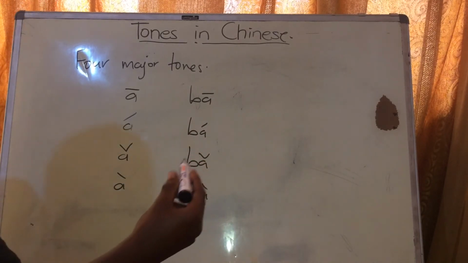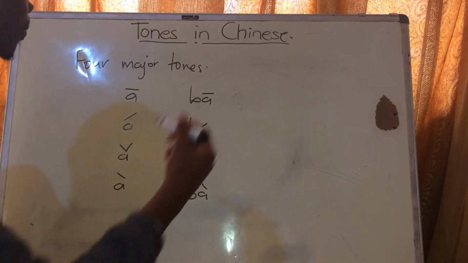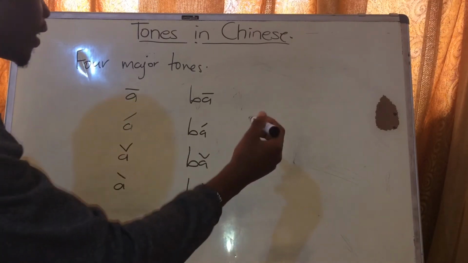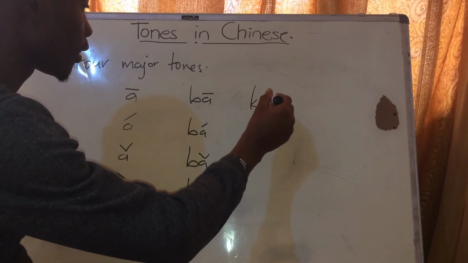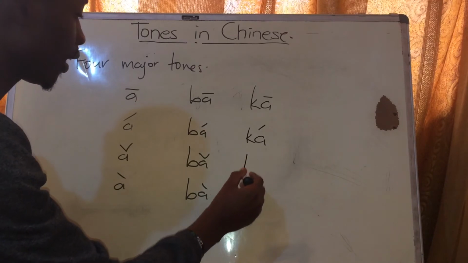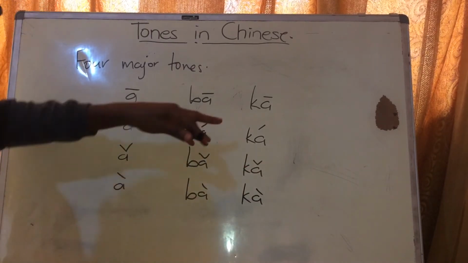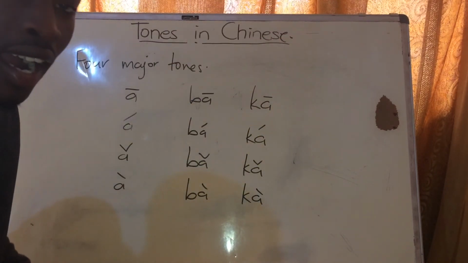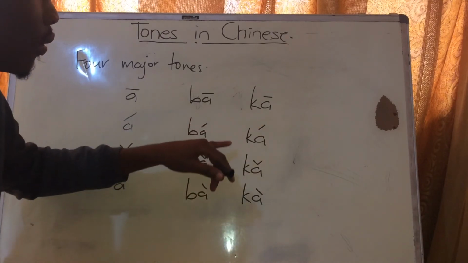Alright, we're going to use another letter to try and emphasize on the tones. We can use something like, okay, and then ka, okay, ka.